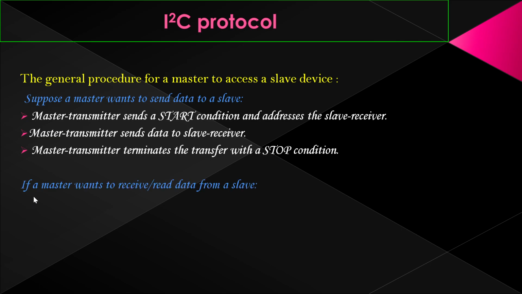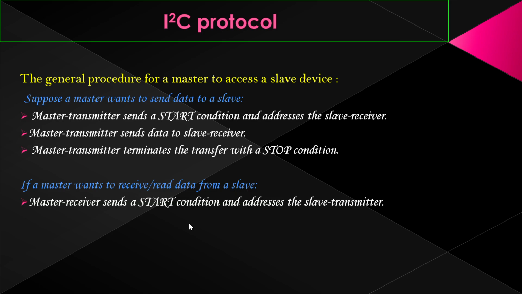So next, if a master wants to read or receive data from the slave. So now the master wants to read some data from the slave. So here the master will become the receiver, the slave will become the transmitter, because the master wants to read some data from the slave. So here the slave has to transmit some data, the master will receive.